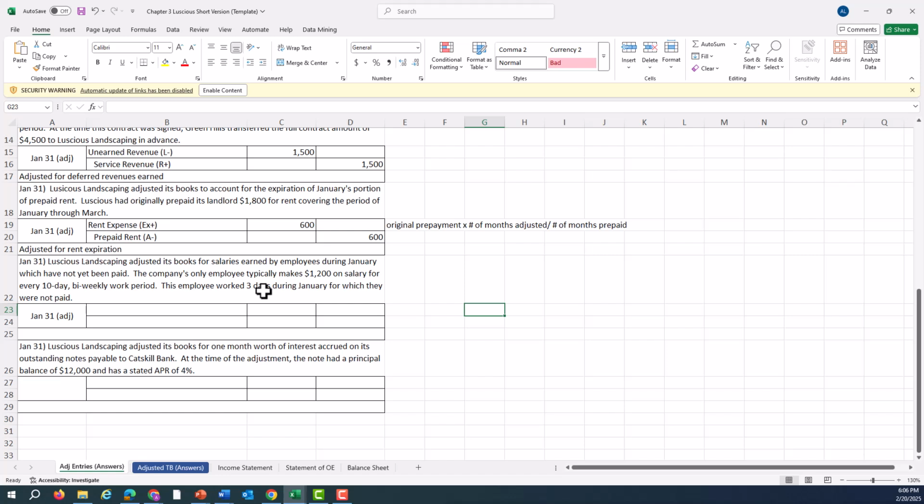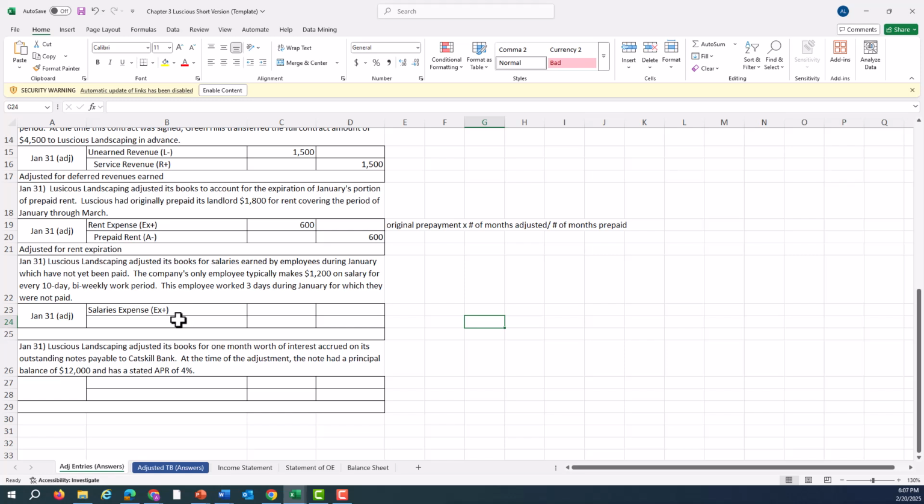But those 3 days that they earned during the month have to go on January's books. So we need to record a salaries expense for the amount of money that they've actually earned during the period. Expense accounts increase on the debit side, so we're going to have a debit to salaries expense to increase the tracking of how much we incurred in salary costs during this month of January.